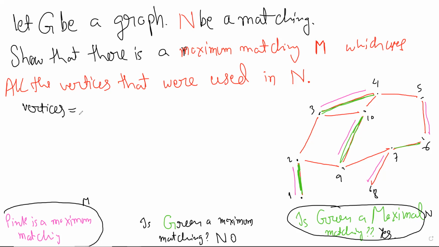That's right. So vertices saturated in N, let's write it. 1, 2, 3, 4, 9, 10, 5, 7, and 6. You see, these were saturated. Okay. And this was a matching, right? It was a maximal matching, but whatever, just a matching.